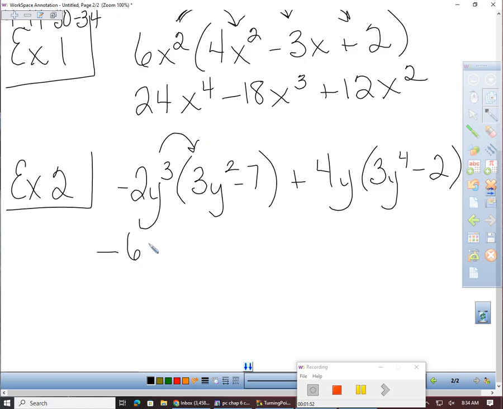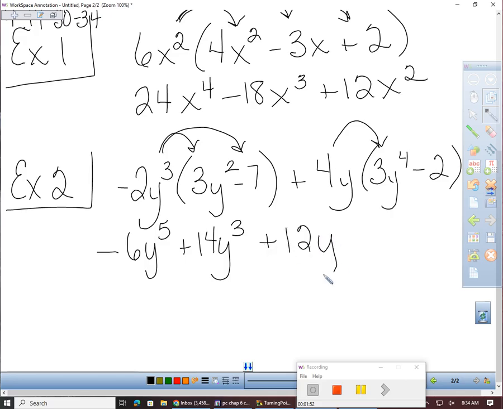Good. Good. Good. Positive 14 what? Good. Excellent. All right, so we're done with that parenthesis because we're at the end of the parenthesis. Now we got to go to the next one. So I have 4y times 3y to the fourth. Again, I multiply my coefficients, and I add my exponents. 4y times negative 2 is negative 8y.